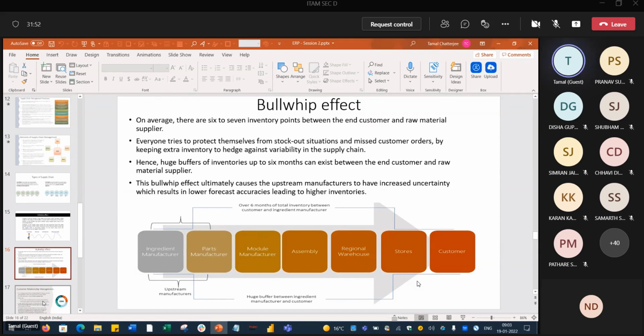Hello, sir. Have you heard this? Yes, please. Sir, I have a doubt actually. Please. Sir, isn't the bullwhip effect like a cascading effect? Basically, sir, like a butterfly effect. One small change. Yes, correct. Suppose as you go up the supply chain, it becomes bigger and bigger.